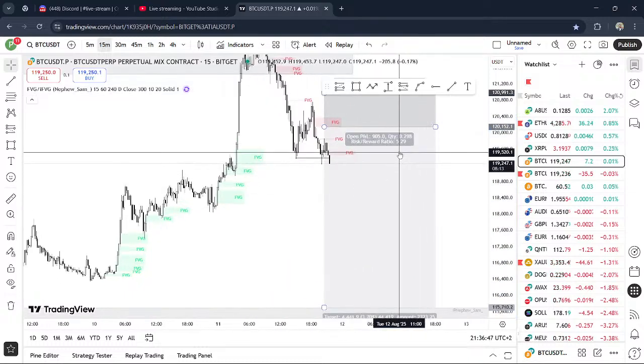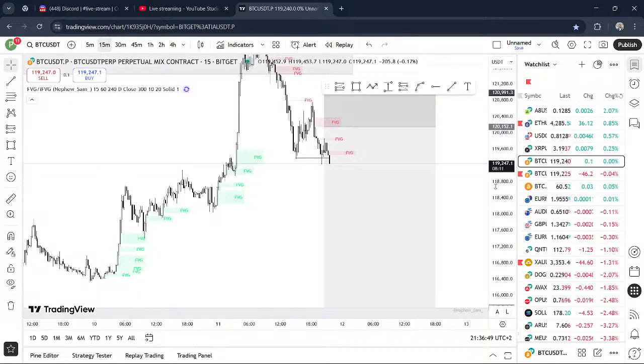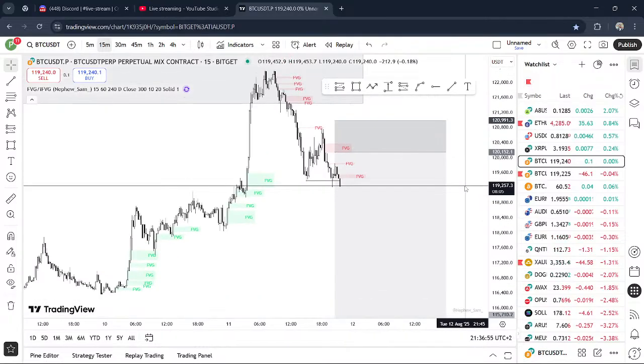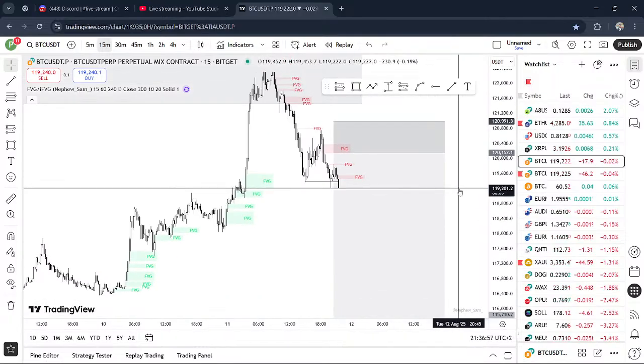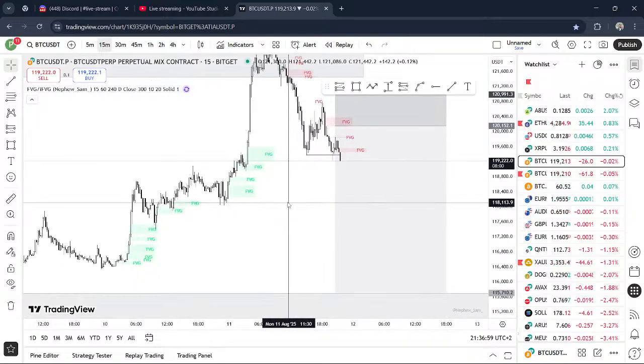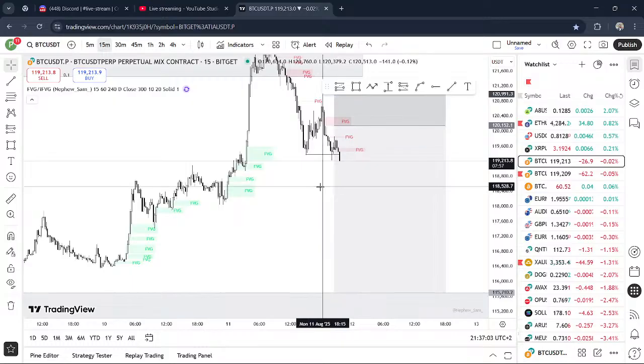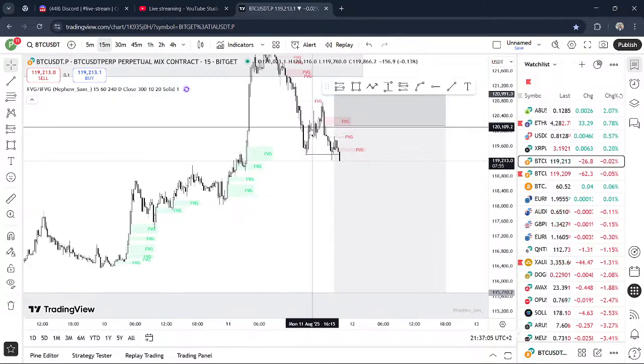Does make sense on lower time frame, but this is just you trying to counter trade, ride the retracement, going against the trend and all of that. So it might be worth looking into. So yes, that's that for Bitcoin.